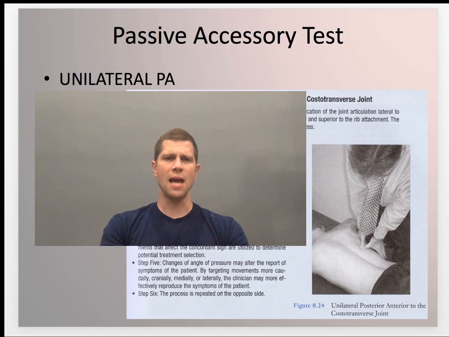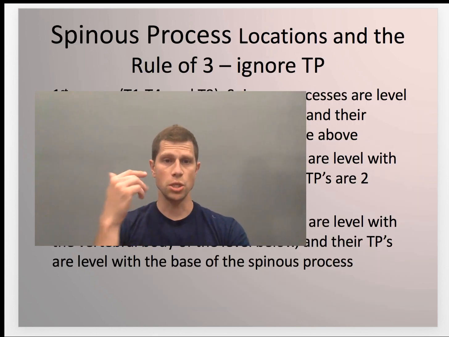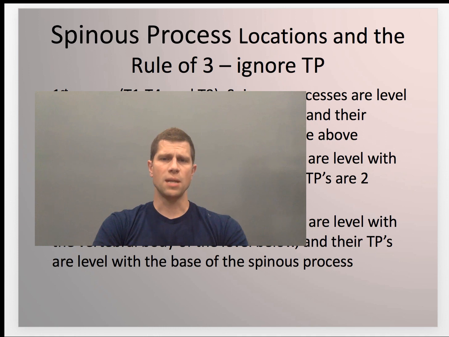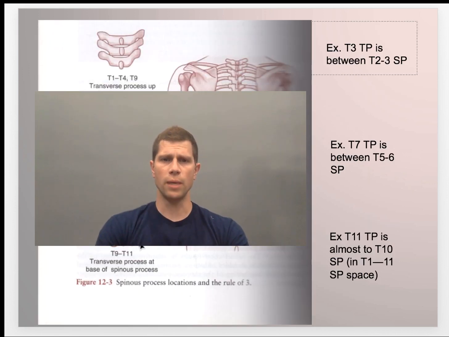A question many of us have with the unilateral PAs is the location of the transverse processes, or this costotransverse joint. If you look carefully on the slides, they show some of these segments and give you some rules to look at. We call them the rules of three to find those transverse processes. I personally think this is a lot of verbiage. It's hard to understand, so I prefer following this diagram using this picture.